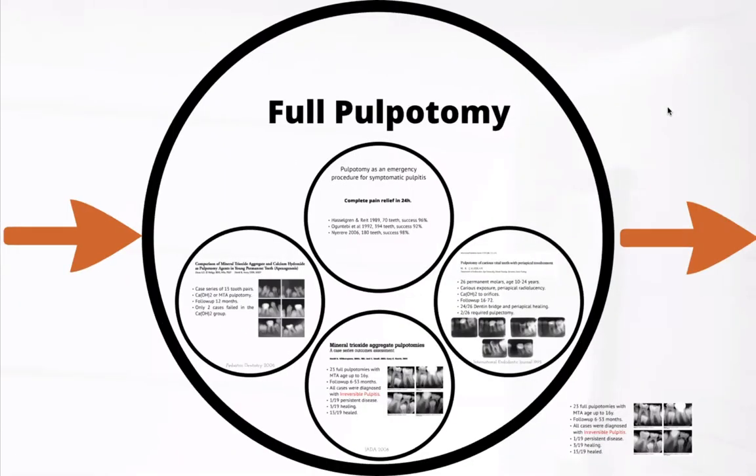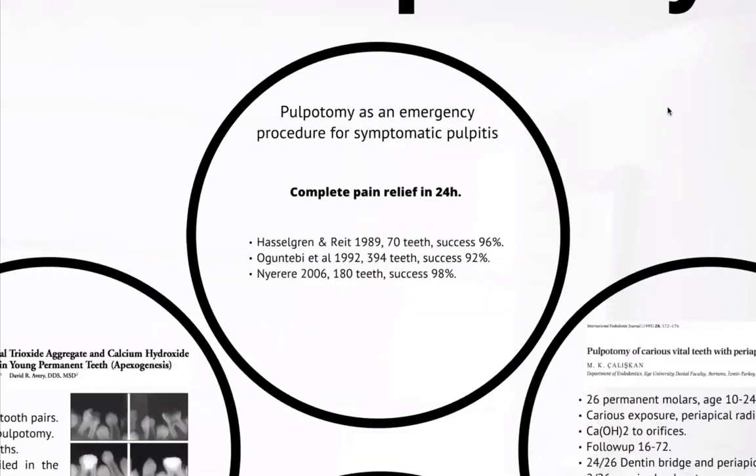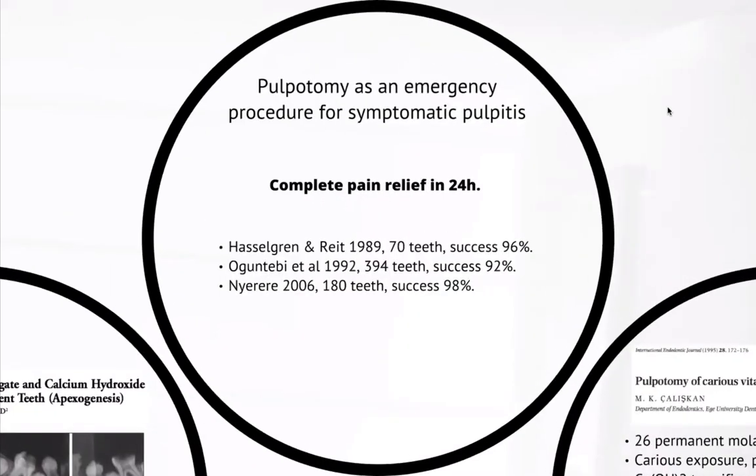The last part is full pulpotomy. Before I talk about full pulpotomy, I wanted to mention that pulpotomy, if used as an emergency procedure for symptomatic pulpitis, it can give you pain relief within 24 hours. Okay? And these are studies that have showed that. Why am I mentioning this right now?